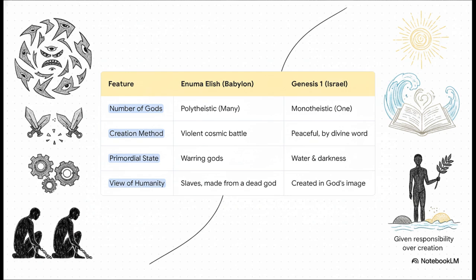And this table just lays it all out so clearly. Instead of a whole pantheon of warring gods, Genesis says there is one, sovereign God. Instead of a violent cosmic battle, creation is peaceful, orderly, done through speech. And here's the biggest one. Humanity isn't created from a dead god to be slaves. No, we are made in the very image of the living God and given this incredible responsibility over creation. This is a profound, absolutely revolutionary statement about human dignity.